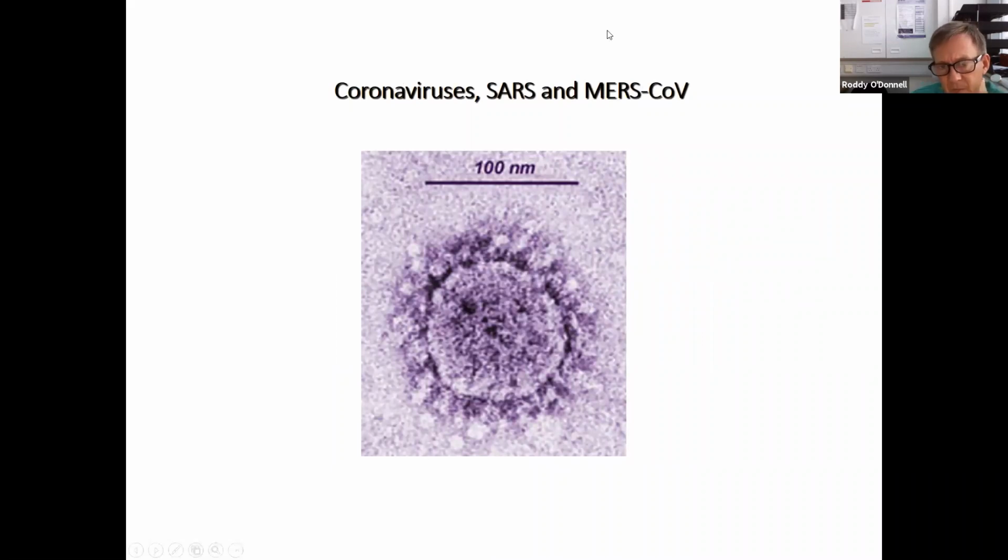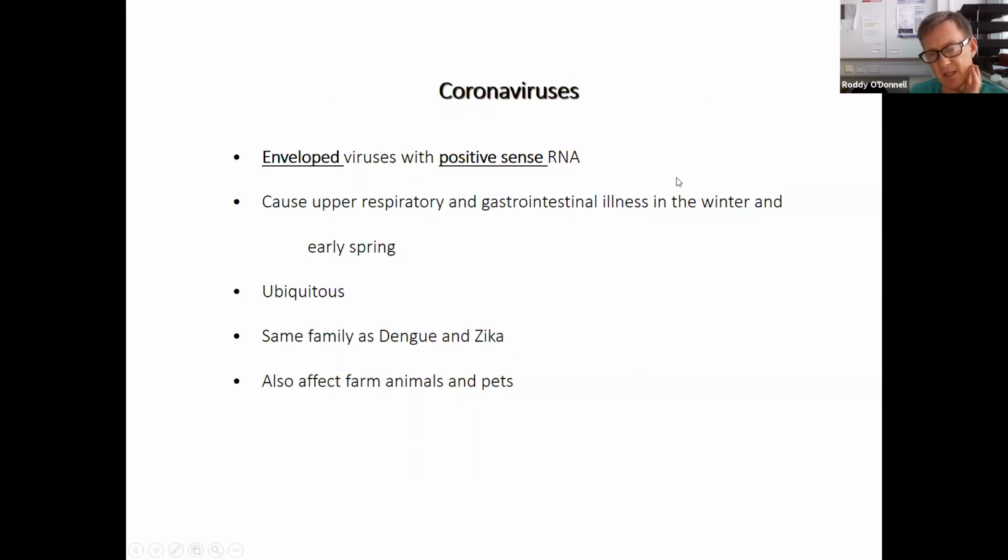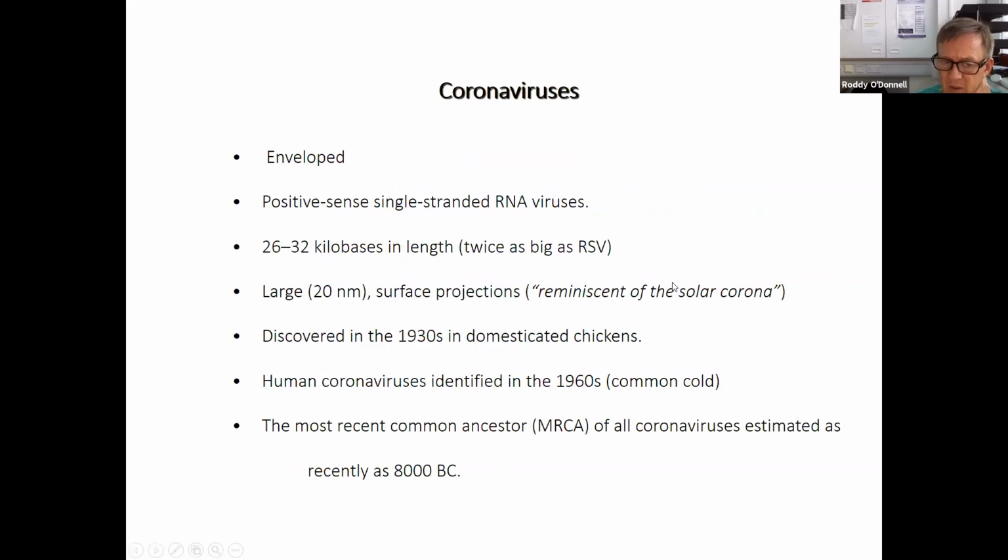Right, okay. Other things, coronaviruses. Very quickly, coronavirus is a rare cause of bronchiolitis. But if we look at the history of coronaviruses, these are from a different family. So these are a positive sense RNA virus. They are enveloped. They tend to cause illnesses in the winter and early spring, and they've been around for all of our clinical lives. And they're across the globe, they are ubiquitous. Interestingly, they come from the same virus family as dengue and Zika, and they affect farm animals and pets.